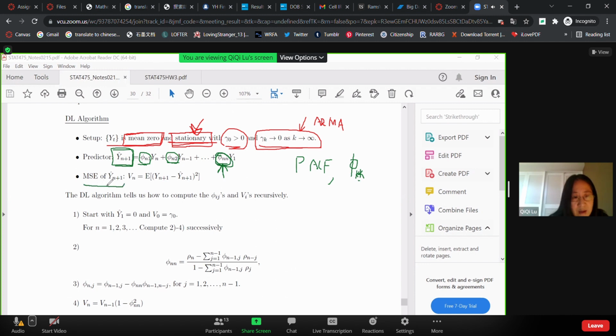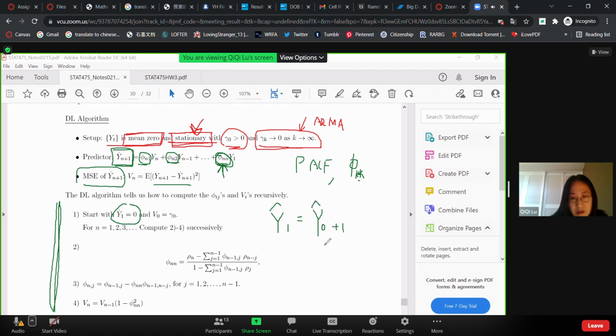And then the mean square error of this forecast, the same as the expectation of the squared forecast error, we call Vn. And then the DL algorithm works as follows. We start with Y1 hat. What does Y1 hat mean? Suppose you have nothing, you don't have any data, and you want to predict.